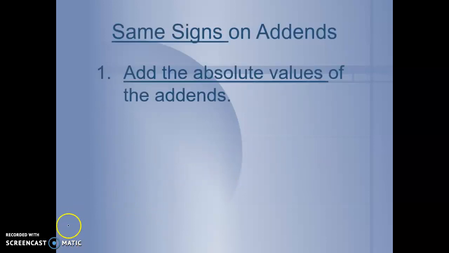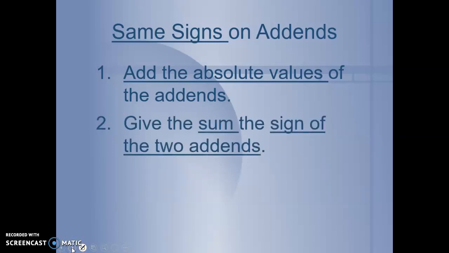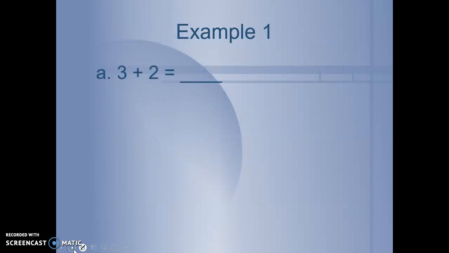Now, when you're adding two or more addends with the same sign, we have some things to remember. We want to add the absolute value of the addends. Remember, absolute value is just how far away a number is from 0 on the number line. And then we're going to give the sum the sign of the two addends. Let's take a look at examples.